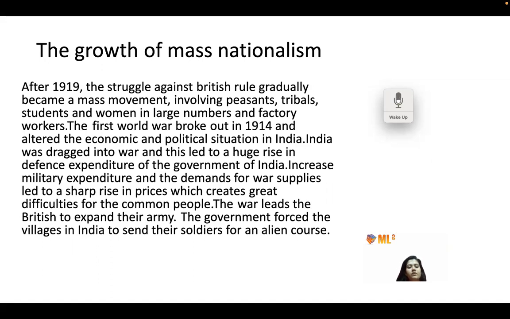The First World War broke out in 1914 and altered the economic and political situation in India. India was dragged into war, and this led to a huge rise in defense expenditure of the government of India. Increased military expenditure and the demands for war supplies led to a sharp rise in prices, which created great difficulties for the common people. The war led the British to expand their army. The government forced the villages in India to send their soldiers for an alien cause.